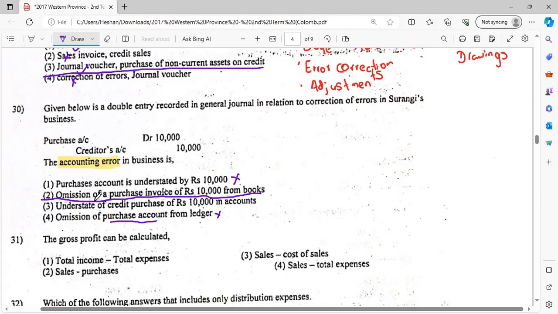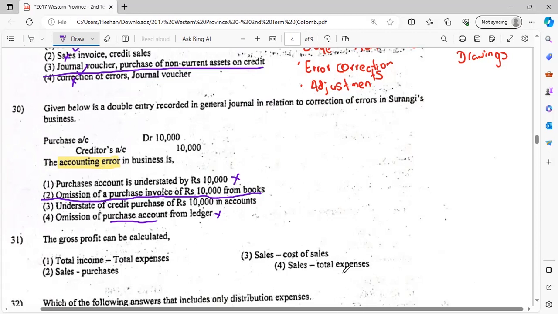Even we can get this one as well. But understate of purchase invoice 10,000 in account. This is also a similar answer, but the correct answer is the second. So this is also very much similar. Understate of credit purchase. We can't write a credit purchase because it should be an invoice or any other thing.